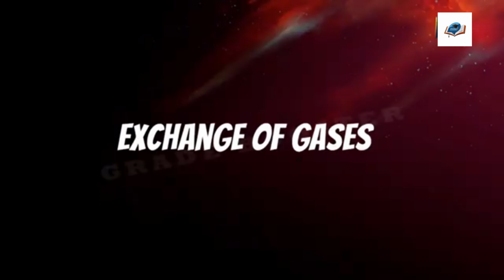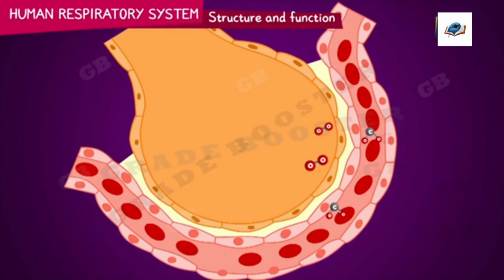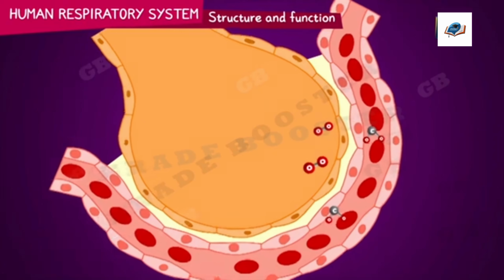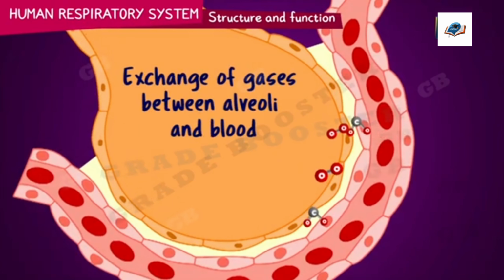Exchange of gases. The wall of the alveoli is only one cell thick, and it has a network of blood capillaries. Here, the exchange of gases takes place between the blood and alveoli. The blood that comes from the body parts has more carbon dioxide in it. The air that enters the alveoli has more oxygen in it. Due to this difference of concentration, the exchange of gases takes place between the blood and the alveoli.